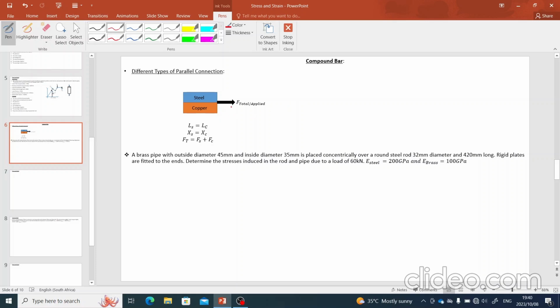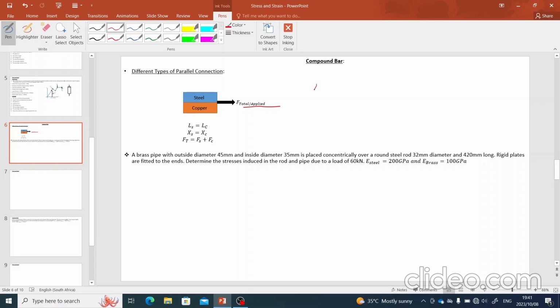Now, this would be your compound bar. You are having two different types of material that are having two different strengths of material, Young's modulus. The force that is being applied is the force total here, and the force total will affect the steel and the copper. But before I continue with this, please make note we are having different types of parallel connection. This is one of them.